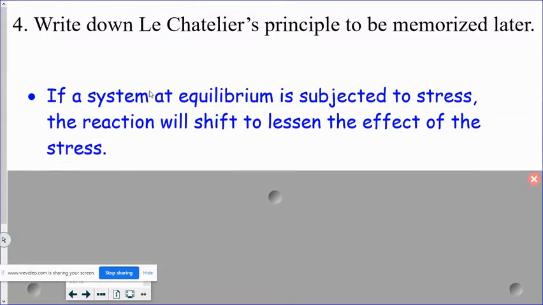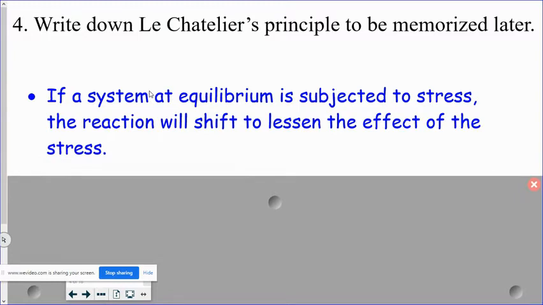But Le Chatelier's principle is stated as, if a system at equilibrium is subjected to a stress, the reaction will shift to lessen the effect of that stress. So when we apply a stress, it's going to shift to lessen that stress. That's the key point with Le Chatelier's principle. Again, pause the video as needed as we're going today.